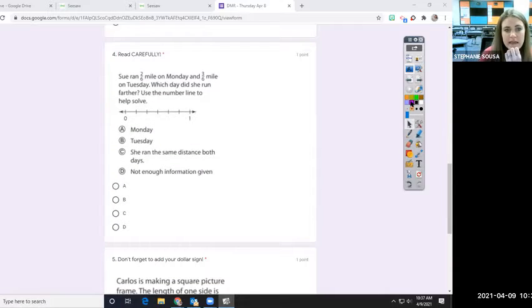Read carefully. That's a hint to you that it is tricky. Sue ran 2/6 of a mile on Monday and 3/6 of a mile on Tuesday. Which day did she run farther? Use the number line to help solve. Monday is at 1, 2, 6. There's Monday. Tuesday is at 1, 2, 3, 6. There's Tuesday. Tuesday is a longer amount than the amount ran on Monday. So Tuesday is correct. B.